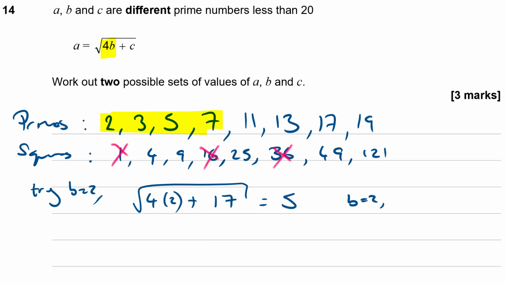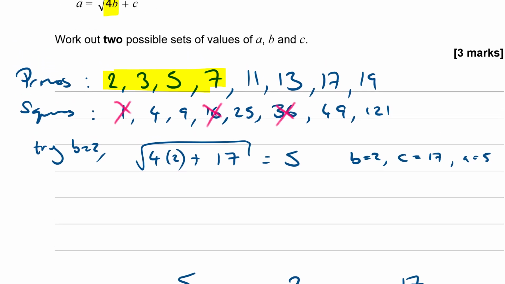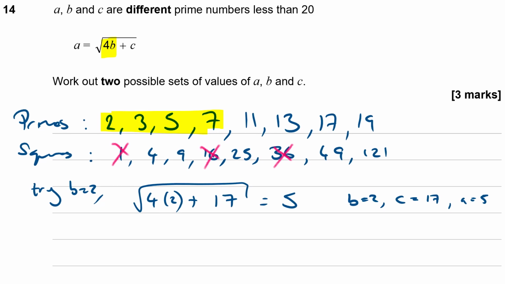So that's b is equal to 2, c was equal to 17, and a is 5. So let's write that one in. Set 1, a is 5, b is 2, c is 17. Okay, so we've got one set done. Need to try it again and find another set. So let's try the next possible number.